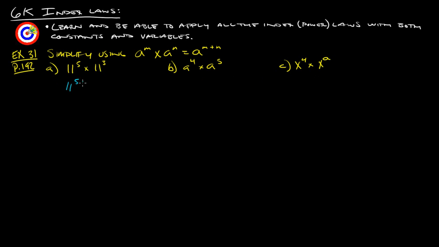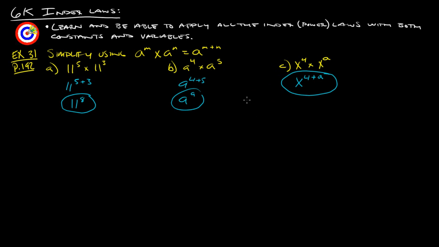So this really is saying 11 to the 5 plus 3, which gives us 11 to the 8th. Alright? Add the exponents here. A to the 4 plus 5 gives us a to the 9th. Excuse me. And then x to the 4 plus a, that's not a 9, that's an a. And you can't simplify that at all, so you just leave it like that. Okay? So that's our first set of examples.